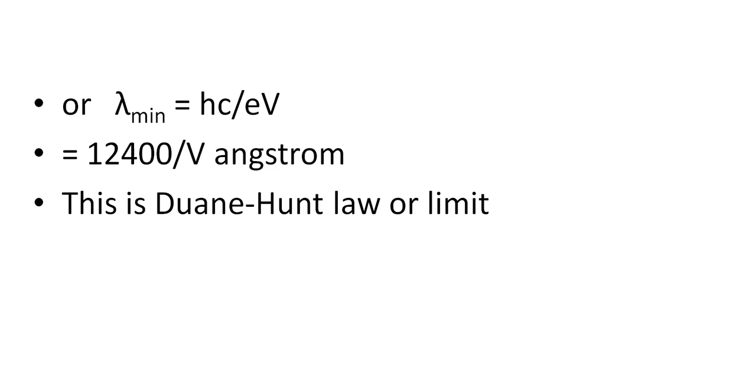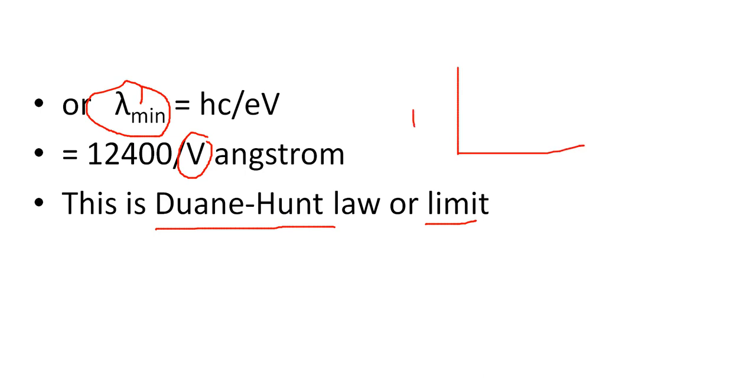h is Planck's constant, we can put the value. c is the speed of light, put the value. e is the charge of the electron, put the value. Then you will get 12400 divided by V angstrom. It means that the wavelength of emitted X-rays will only depend upon the potential difference. This is known as the Duane-Hunt law or limit. If we plot the graph between X-ray intensity and X-ray energy, this will be the graph and this is the lambda minimum. This graph is known as the continuous curve.